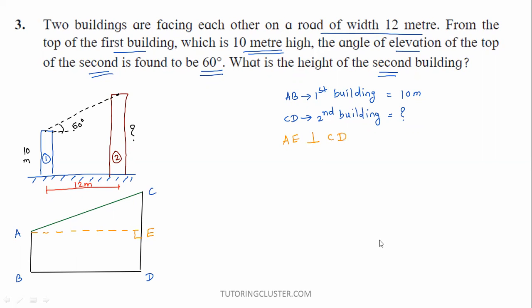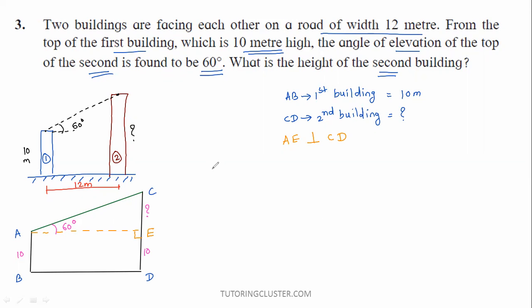Now if you look at the geometry, this distance is how much? 10. So this is forming a rectangle. So what will be DE? It will be 10. Now what is this angle? 60 degree. So can you find CE? How are we going to find out CE?